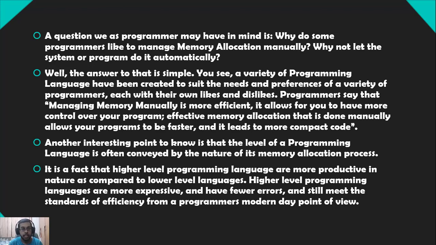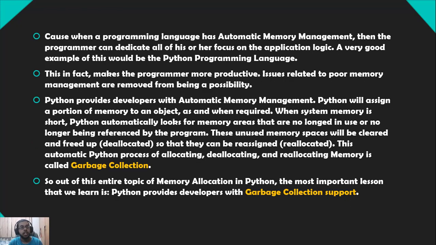Another interesting point to know is that the level of a programming language is often conveyed by the nature of its memory allocation process. It is a fact that higher level programming languages are more productive in nature as compared to lower level languages. Higher level programming languages are more expressive and have fewer errors and still meet the standards of efficiency from a programmer's modern day point of view. Because when a programming language has automatic memory management, then the programmer can dedicate all of his or her focus on the application logic. A very good example of this would be the Python programming language. This, in fact, makes the programmer more productive. Issues related to poor memory management are removed from being a possibility.